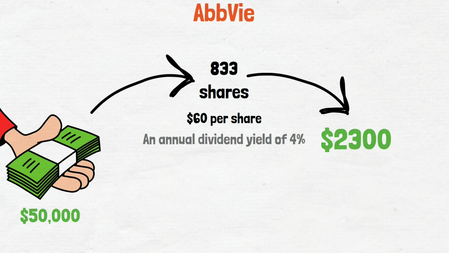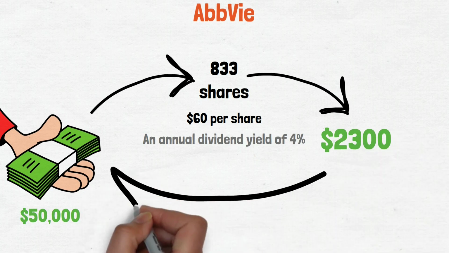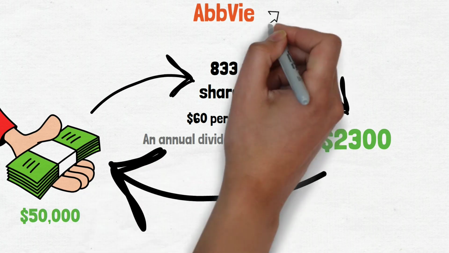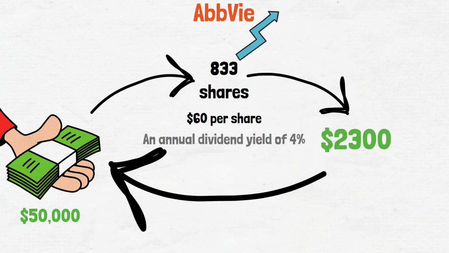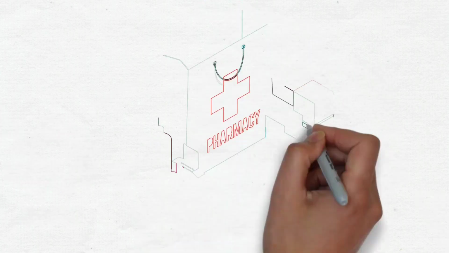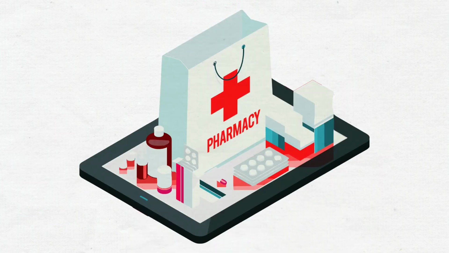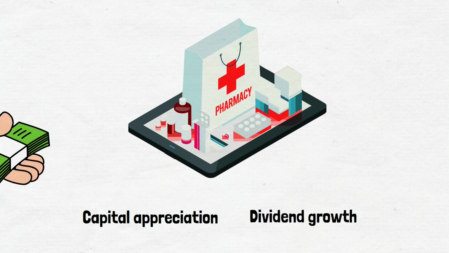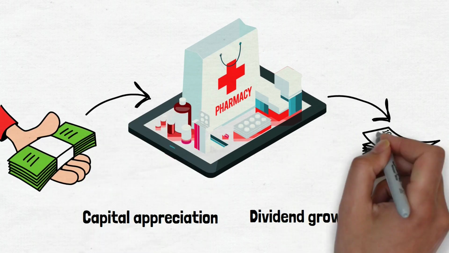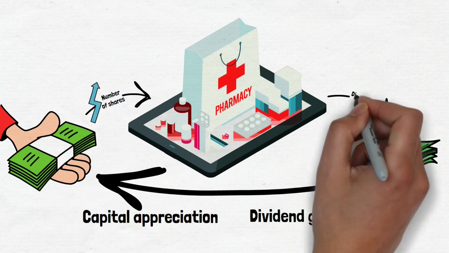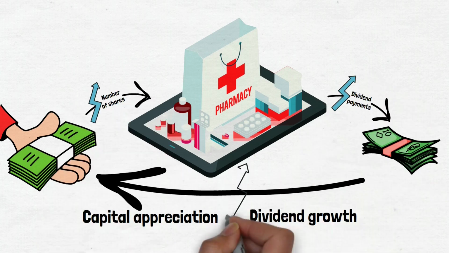Instead of pocketing the dividends, she reinvests them back into AbbVie by purchasing additional shares at the prevailing market price. As AbbVie's dividends continue to grow over time, so does the number of shares acquired through reinvestment. Over the course of 25 years, AbbVie's strong performance in the pharmaceutical market leads to both capital appreciation and dividend growth. As the investor consistently reinvests dividends, the compounding effect takes hold. A growing number of shares leads to higher dividend payments, which are reinvested to acquire even more shares.